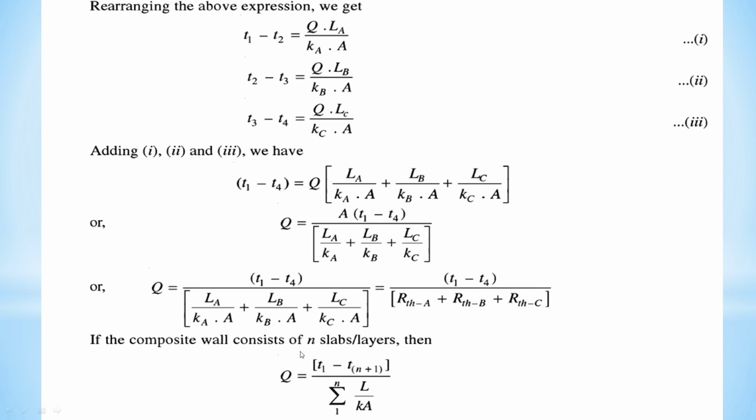So if the composite wall consists of n slabs per layer, then Q equals T1 minus T(n+1) upon sigma, where sigma means the sum over the number of slabs we are considering, of L upon K. So this is the universal equation for composite wall heat transfer.